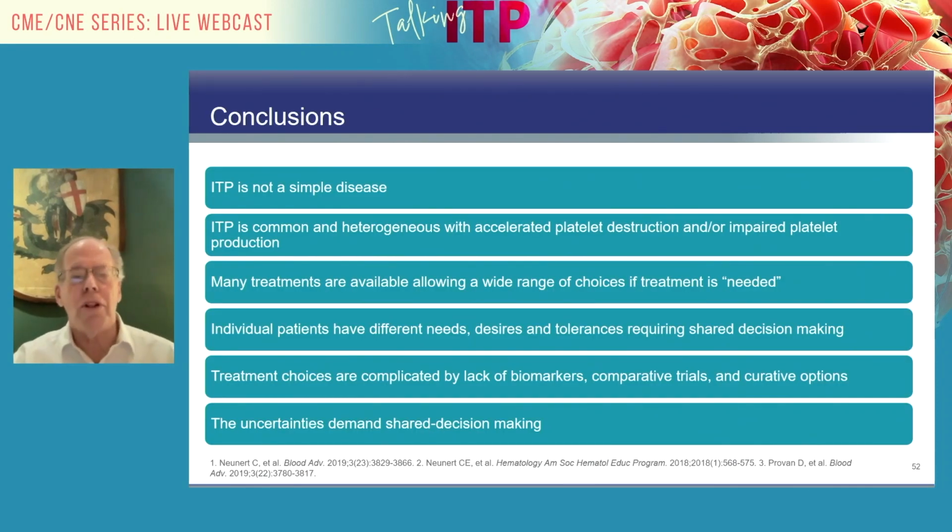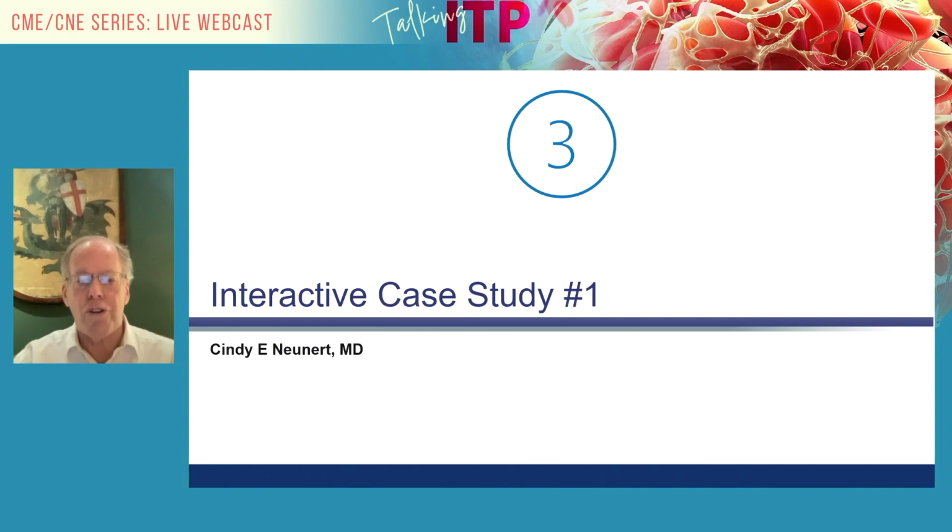And Cindy covered a lot of this before. So what I would just want to focus on is that there's a wide range of choices, and you need to work with the patient to find out what they need, what they desire, and what they will put up with relative to choosing the best option. And it's on us that we don't have more biomarkers, comparative trials, and curative options. And all of these uncertainties together are what drives shared decision-making.